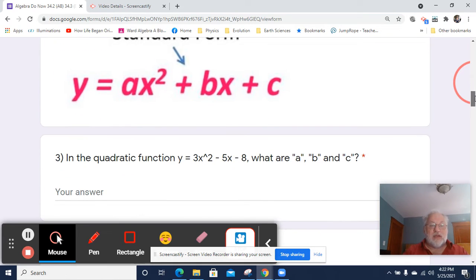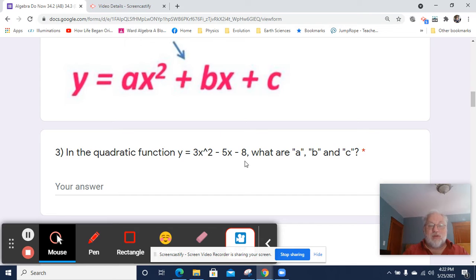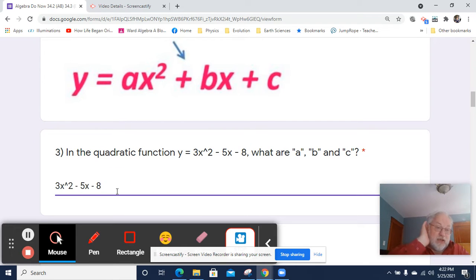Let's take a look at our next question. We have a reference, once again, the standard form, ax squared plus bx plus c. I'm just going to copy this equation here into the answer area, and let's identify a, b, and c. All right, so a is the coefficient of x squared. So a equals 3, but not 3x squared.